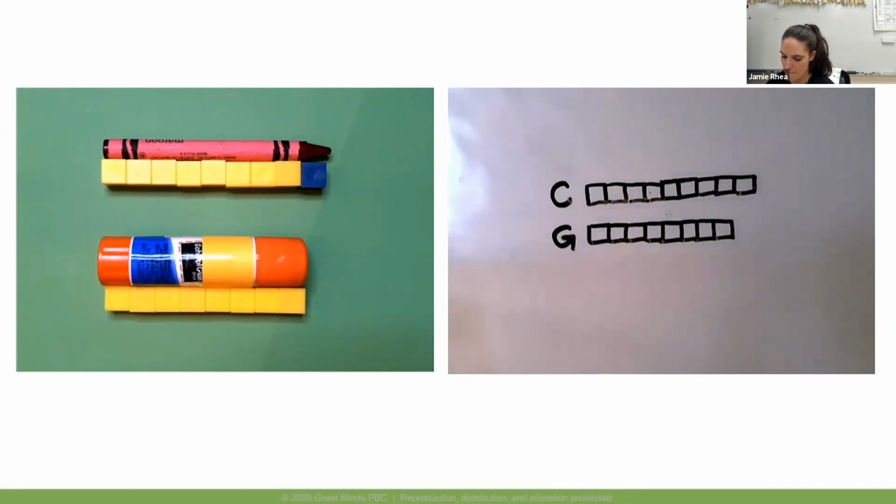Now we can compare. We see that the crayon is still 1 more than the glue stick. And that is so cool. And speaking of so cool, you are so cool for working so hard today. Go ahead and do your so cool dance.